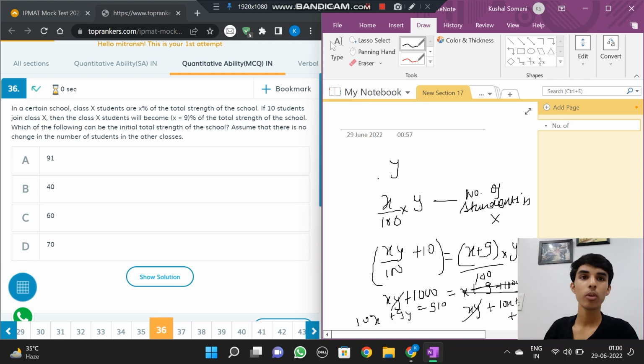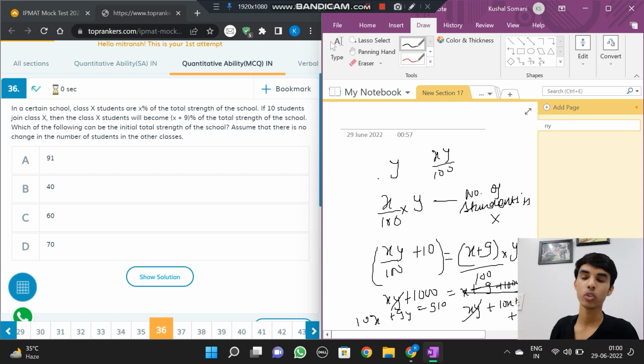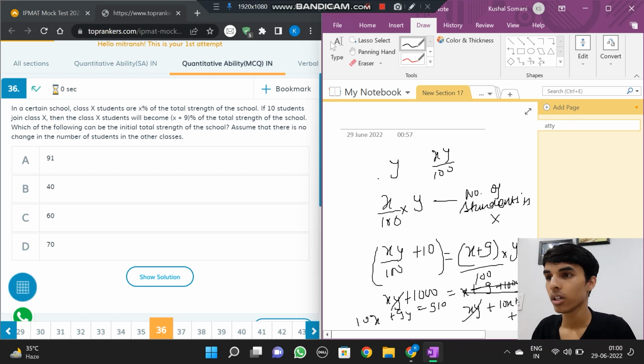Now the best approach from here is to use the options. We know that xy by 100 should be an integer, which means x into y should be a multiple of 100. So now we can put in the options. First option is 91. We have to calculate the total students of the school, that is the value of y. If y is 91, then definitely we are not getting values of x into y that are a multiple of 100, so we can discard this value.